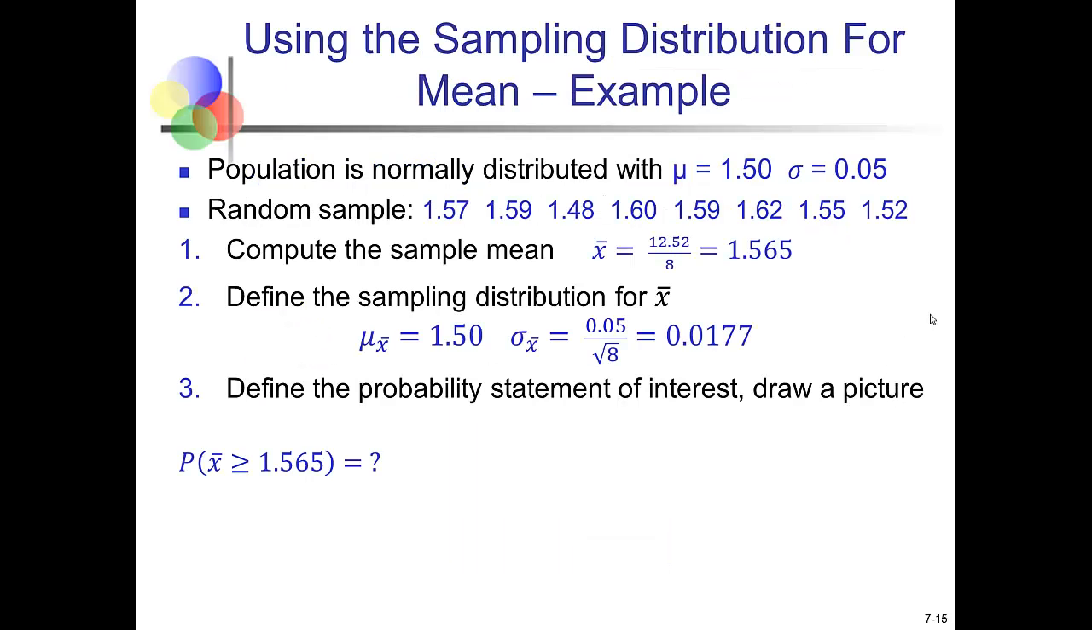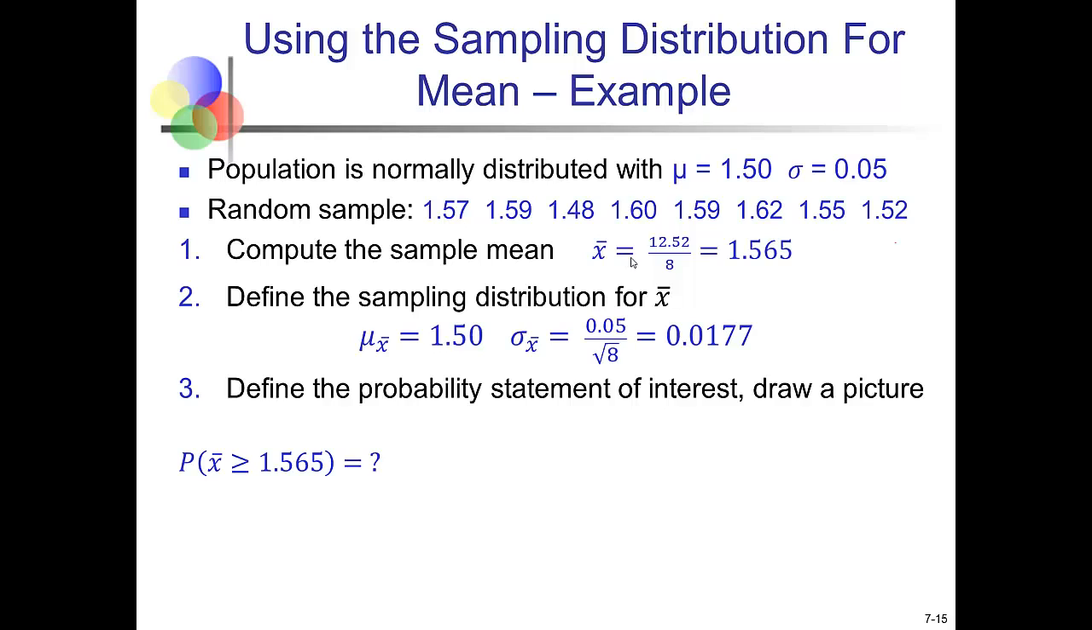So let's run through an example of how we would apply this sampling distribution idea for the mean. Suppose that we have a population that's normally distributed with a mean of 1.5 and a standard deviation of 0.05. We've collected a random sample from the population. We get the numbers 1.57, 1.59, and so on. The first thing that we should do is compute the sample mean.